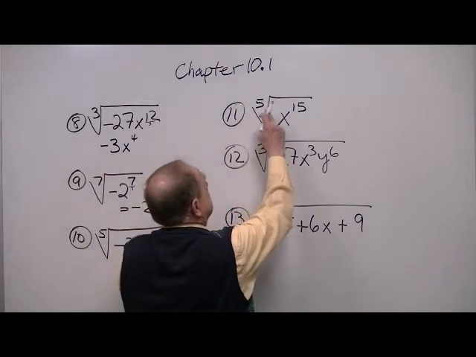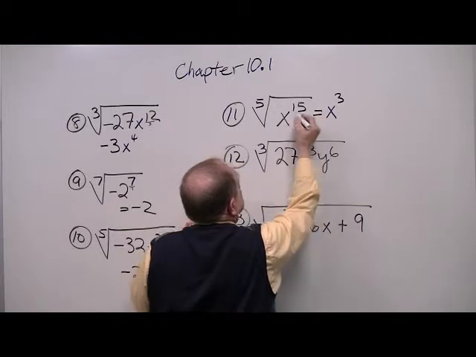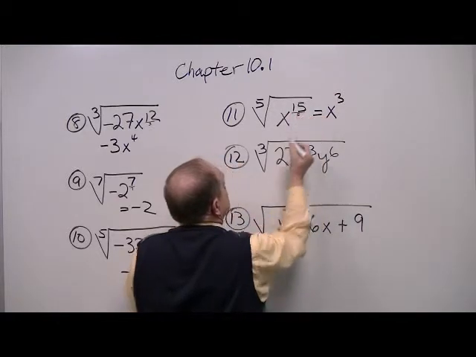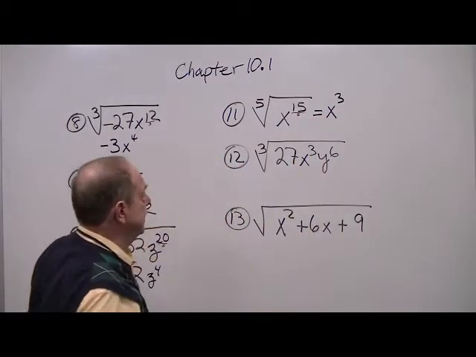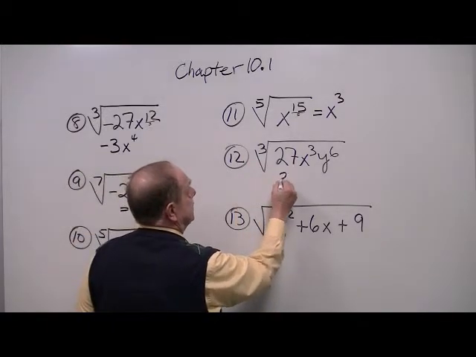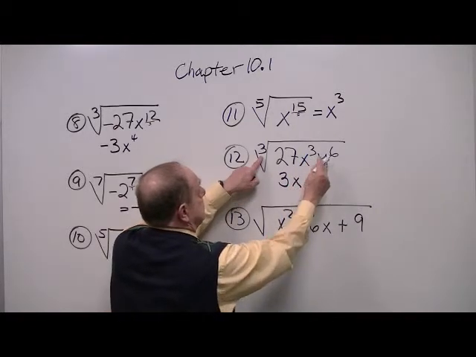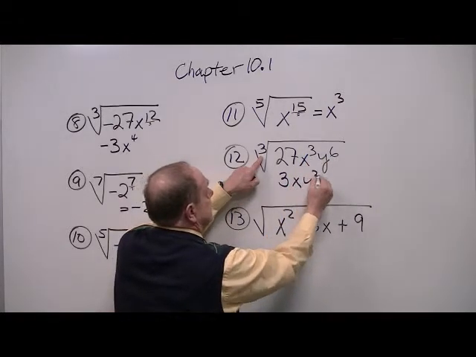Again, the index number is 5. This will be x to the 3rd. Again, we're just dividing that by 5. This is a perfect cube, so that's going to be 3. Divide this by 3 is x. Divide this by 3 is 2.